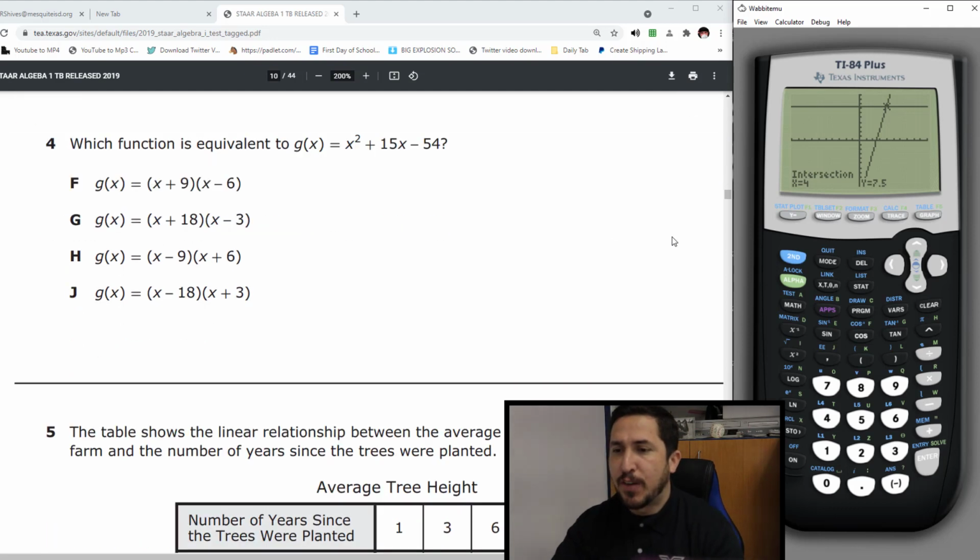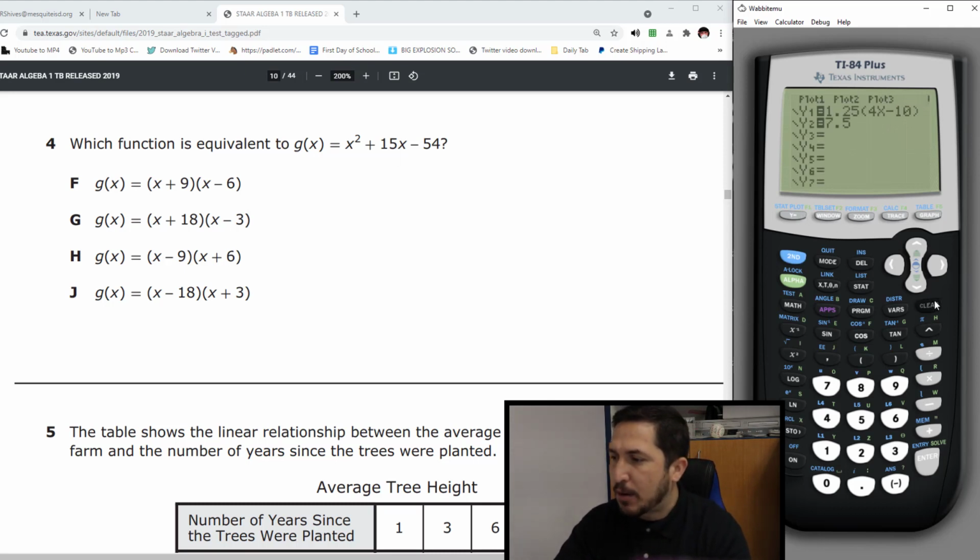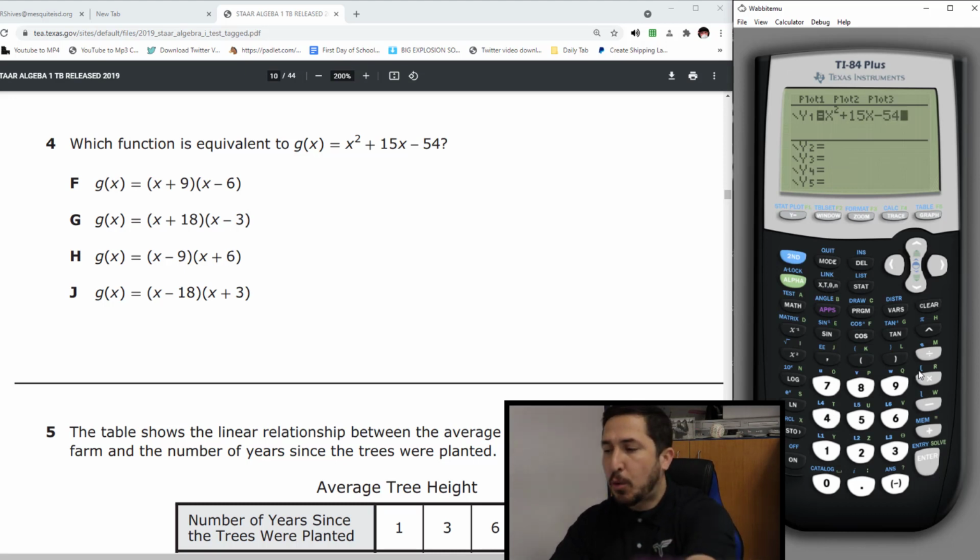This one right here says which function is equivalent. These are easy. Anytime you see g of x, h of x, f of x, anything of x, put it into y equals, go there, and we just type it in. So I'm going to go x squared, like I'm just typing in what the question says, plus 15x, negative 54. There's the question. Now I go into y2 and I type in the choices. It says x plus 9, close it. Next one, x minus 6, close it.